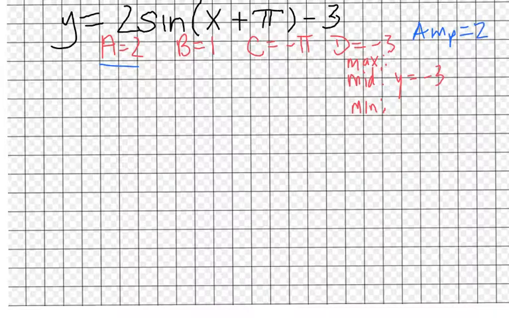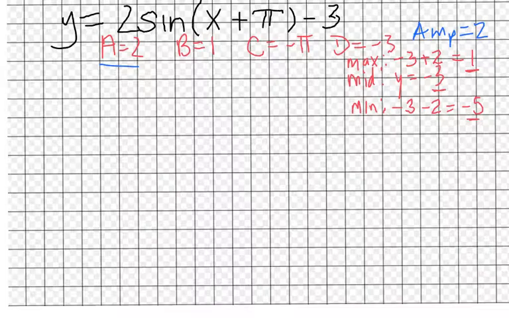So our maximum, therefore, is negative 3 of the midline plus 2, which is 1. That's the highest height on my graph. And the minimum will be the negative 3 of the midline minus the amplitude, building it down below, which will take me down to negative 5. So these are my 3 key heights that I care about on my y-axis.